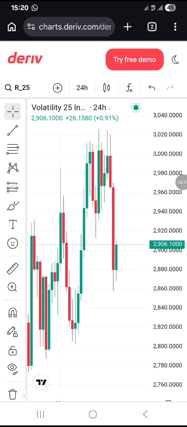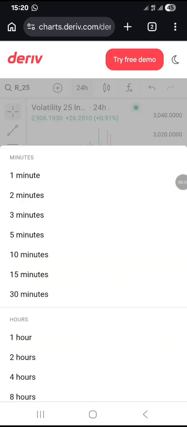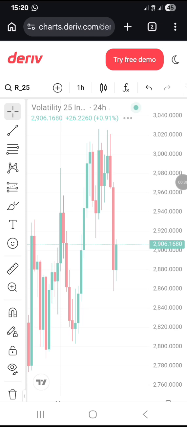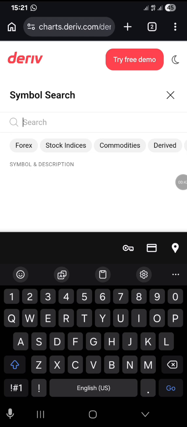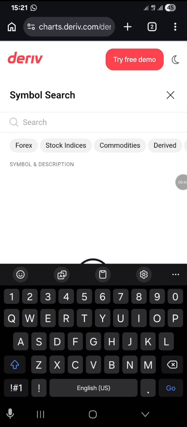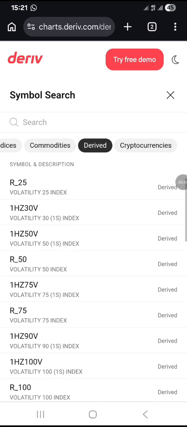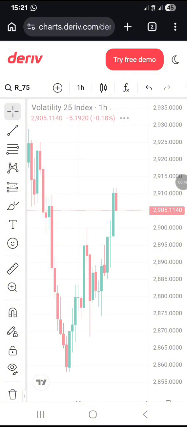First, head into Google and type TradingView Deriv, and this is what will appear. For the purpose of this video, I'm going to select 1 hour. You can choose your own time frame. Furthermore, come here and change the symbol. You can search for Volatility 75 or come to Derived and scroll down until you find it. Here it is.